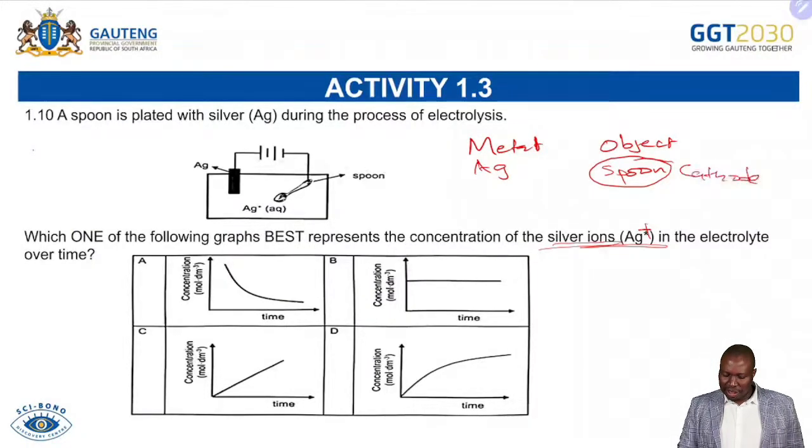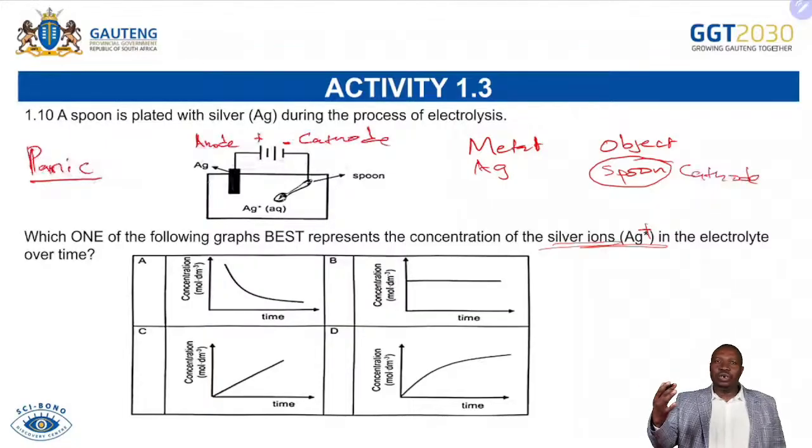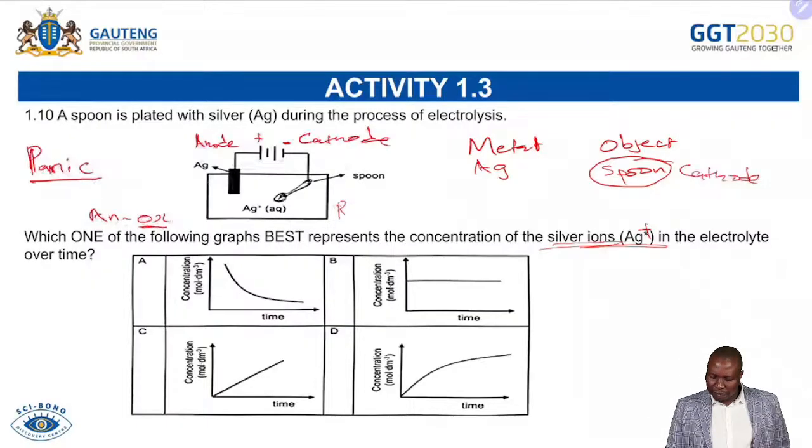Remember we said positive is anode, negative is cathode. Don't panic there. This is positive, so this is our anode. Small one negative, bigger one positive. And this is the cathode. So you are able to see there. We have our anode, and at the anode is oxidation. Remember those mnemonics we're using: An Ox, oxidation takes place at the anode. Red Cat, reduction takes place at the cathode.